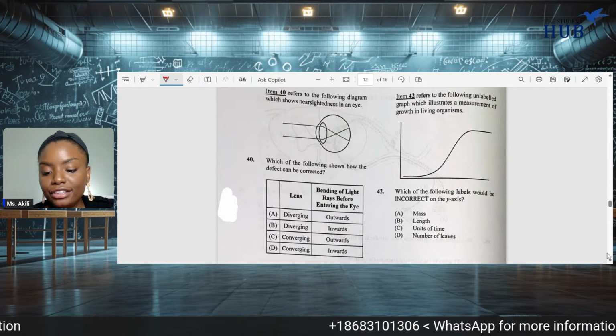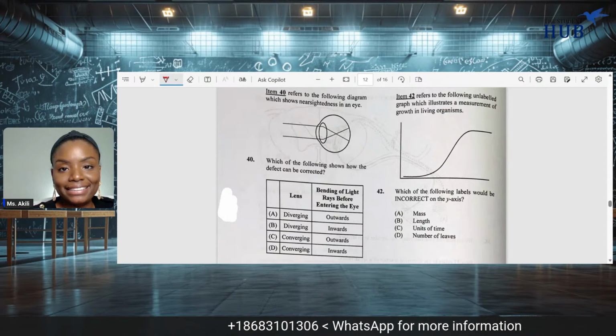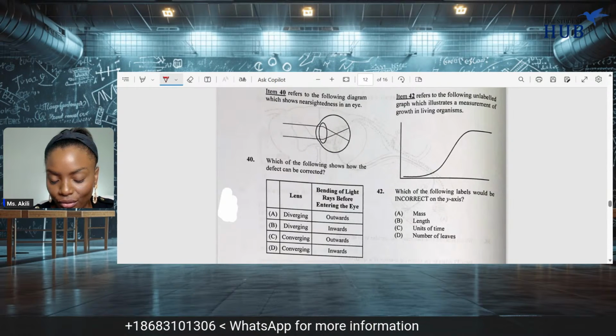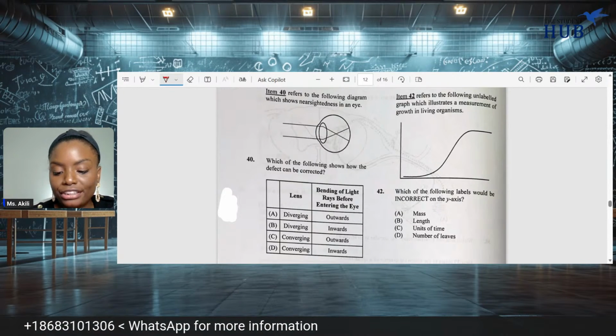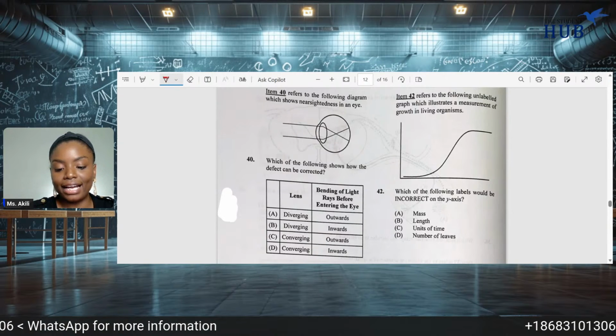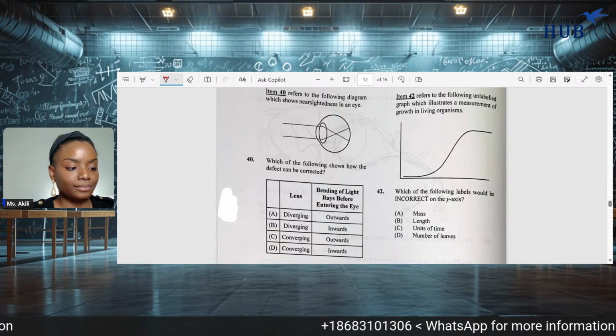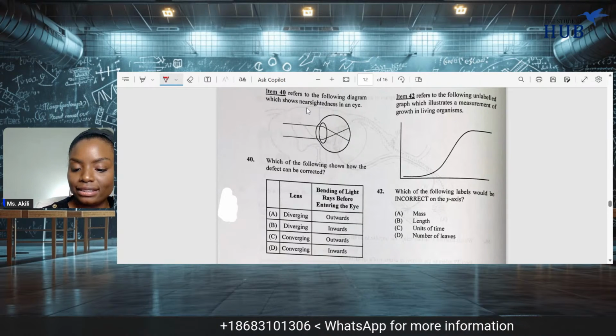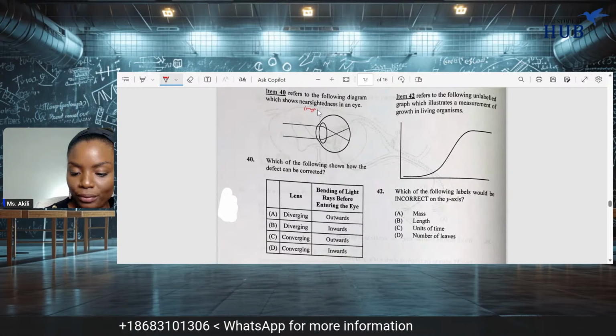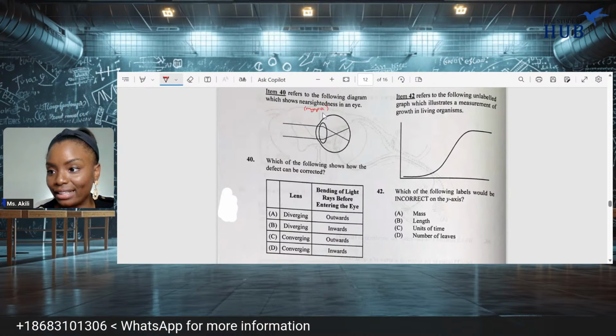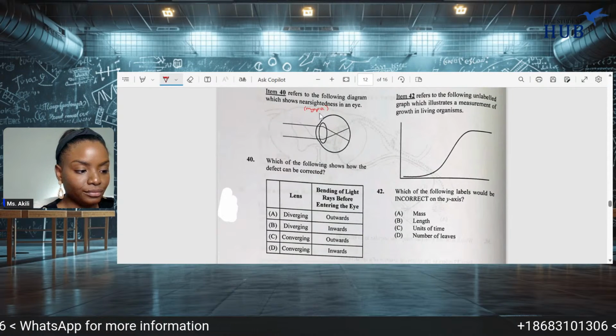Item 40 refers to the following diagram, which shows nearsightedness in an eye. Which of the following shows how the defect can be corrected? So how do we correct nearsightedness? Nearsightedness, the technical name for that is myopia. So in some questions, they could use the technical term for it as well.